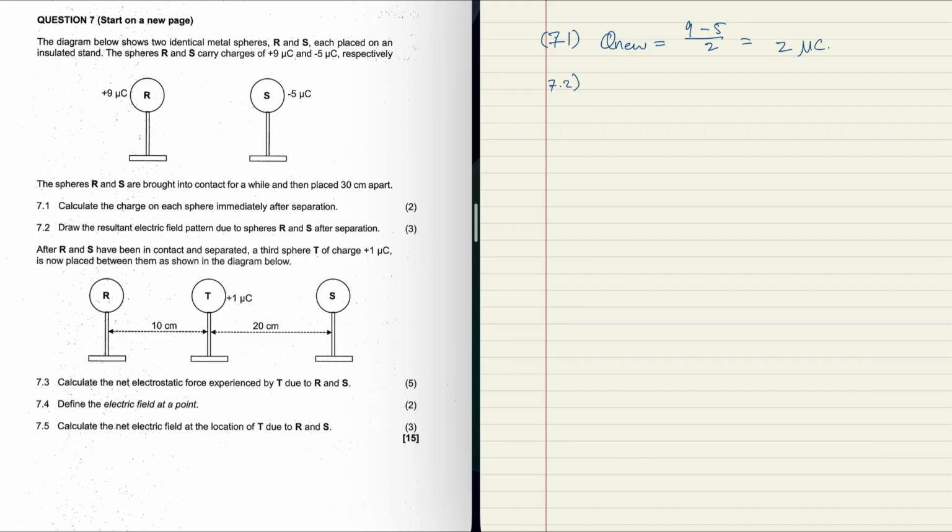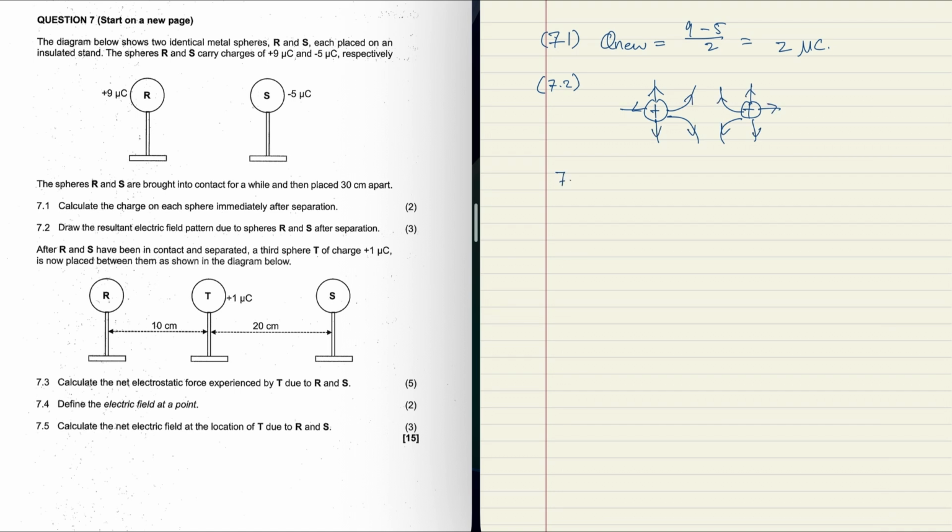Question 7.2, draw the resultant electric field pattern. So positive charges, the field lines are not going to overlap. And just make sure that we draw the same number of lines and the arrows pointing away from each other.